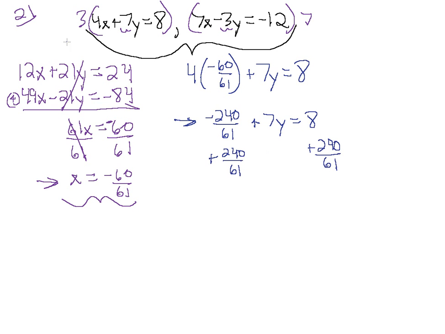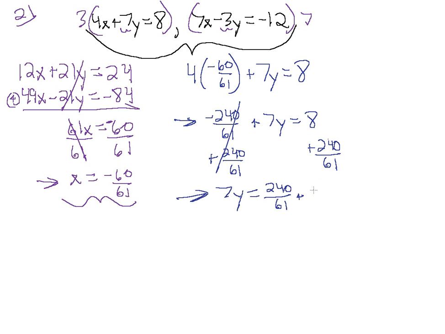That's 61. Now these fractions might get a little nasty in this exercise, but it's better to go ahead and get used to dealing with them now, because most real-world applications don't yield very nice round numbers. It's just the nature of the beast, so let's get familiar with them. These two terms cancel. We're left with 7y equals 240 over 61 plus 8.